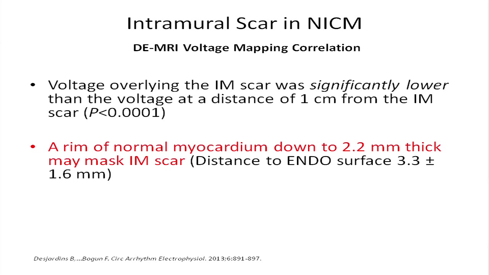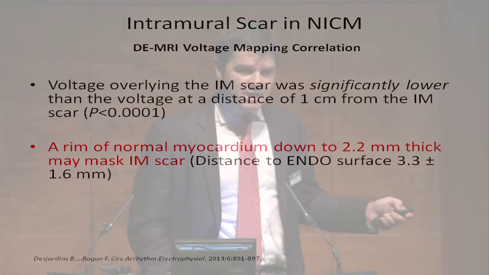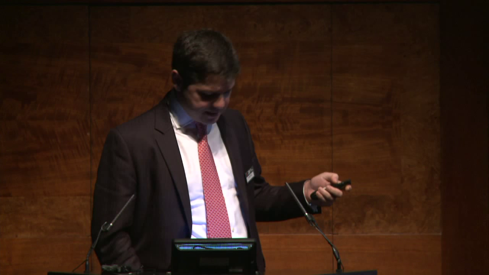So it's important to realize that intramyocardial scar in non-ischemic myopathy is obviously more prevalent, and that a rim of normal myocardium, down to 2.2 millimeters thick, can obscure intramyocardial scar. So you do an endocardial map, it looks entirely normal, but right underneath is scar tissue that's causing the VT. And if you can't do an activation map, because typically the VT is very fast and unstable hemodynamically, you wouldn't know this. But there are ways using unipolar map data to tell you that there probably is underlying scar. So there is hope.